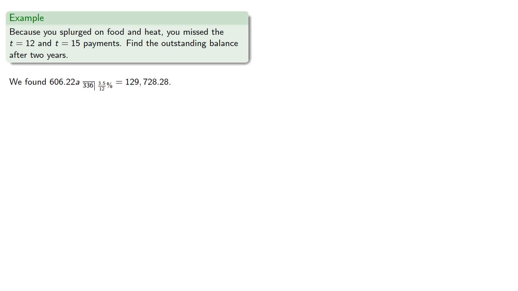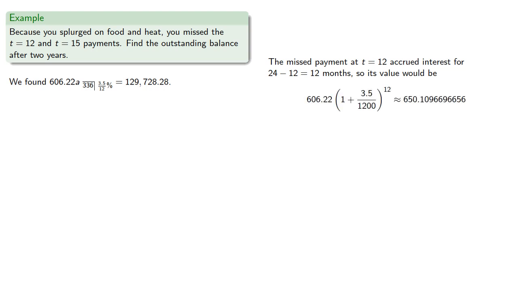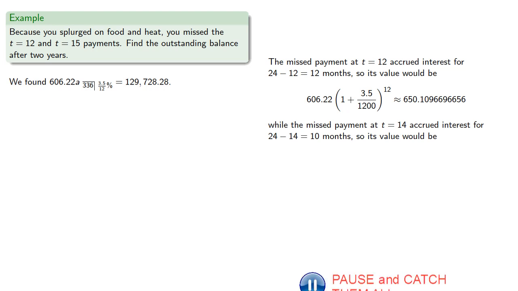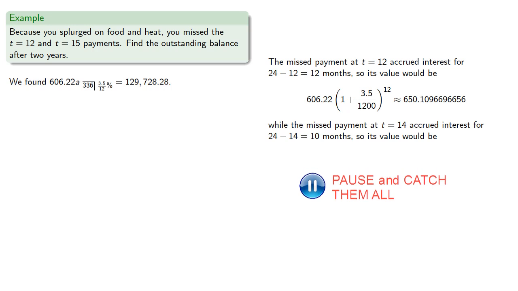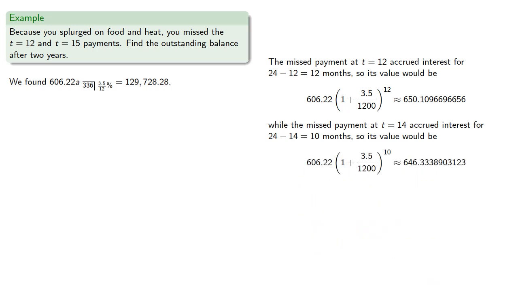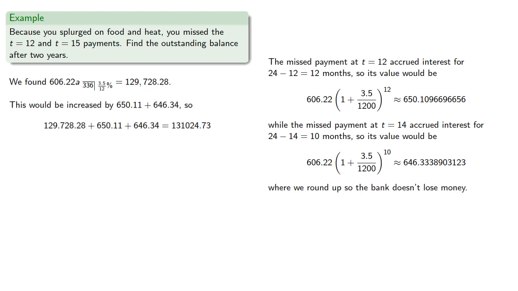$129,728.28. The missed payment at t equals 12 accrued interest for 24 minus 12, 12 months, so its value at 2 years would be. While the missed payment at t equals 14 accrued interest for 10 months, so its value would be. Where we round these values up so the bank doesn't lose money. And so our outstanding balance would be increased in addition to whatever fees the bank charges for late or missed payments.